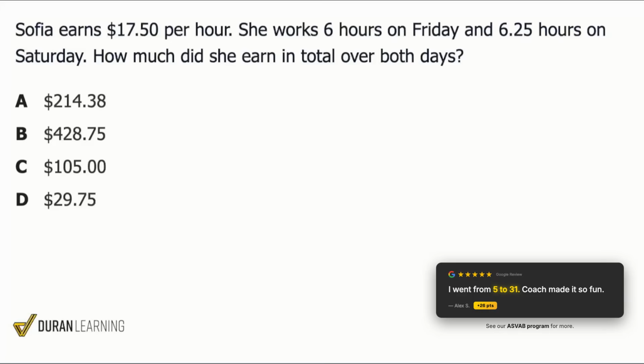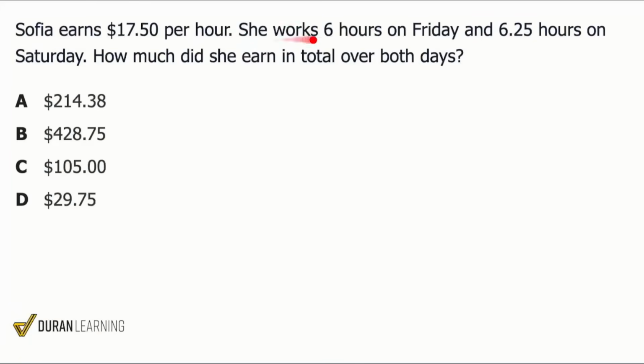So what I see here first is that Sophia earns $17.50 per hour, and then she works 6 hours on Friday and 6.25 hours on Saturday. How much did she earn in total over both days? Okay, sounds good. So what I'm going to do in this question here is go over some pretty solid test taking strategy.